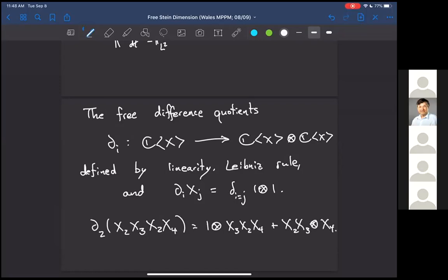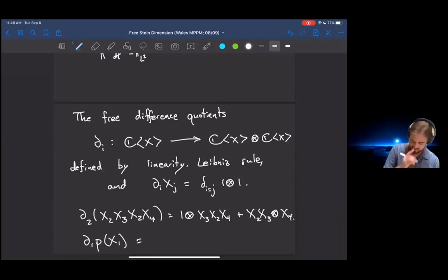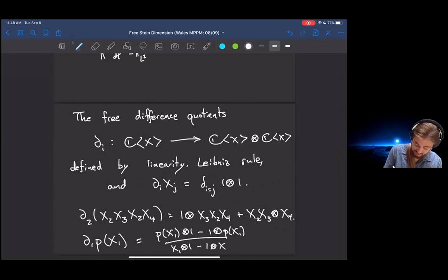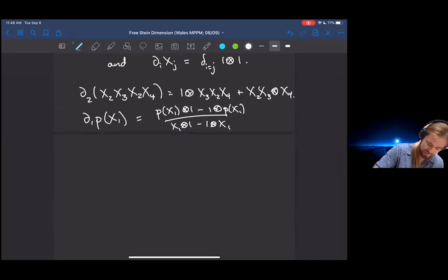But why is this called the free difference quotient? It turns out that if I have a single variable, then taking the derivative of p of a single variable x1 gives me precisely p of x1 tensor 1 minus 1 tensor p of x1, divided by x1 tensor 1 minus 1 tensor x1. So it really looks like a difference quotient. Okay.